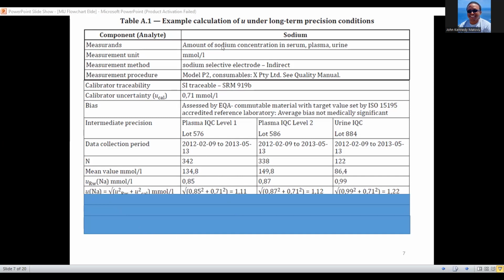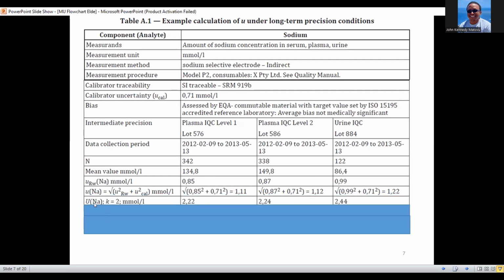Very good. All right. I'll not discuss these other levels and the urine. Let me just discuss plasma level 1. Now, the expanded uncertainty, and we have learned that, is simply multiplying that uncertainty that we obtained here, combining UCAL and URW, with a factor of 2.